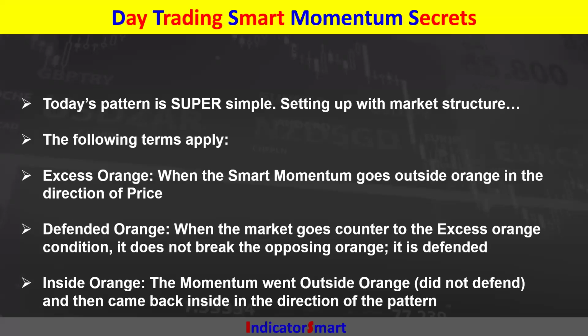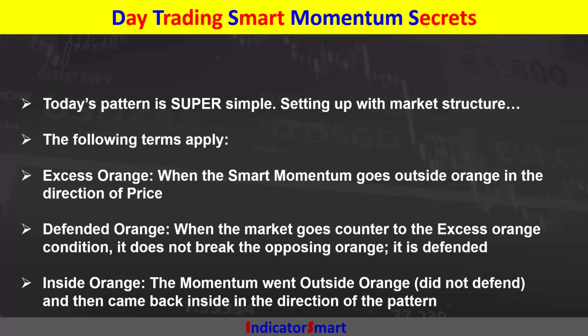The following terms apply. Number one, excess orange. What's excess orange? When smart momentum goes outside the orange in the direction of the price, or the ABC, ABCD movement of the price. You're going to see on the chart an orange line on the momentum, and when it goes out, that's excess orange.